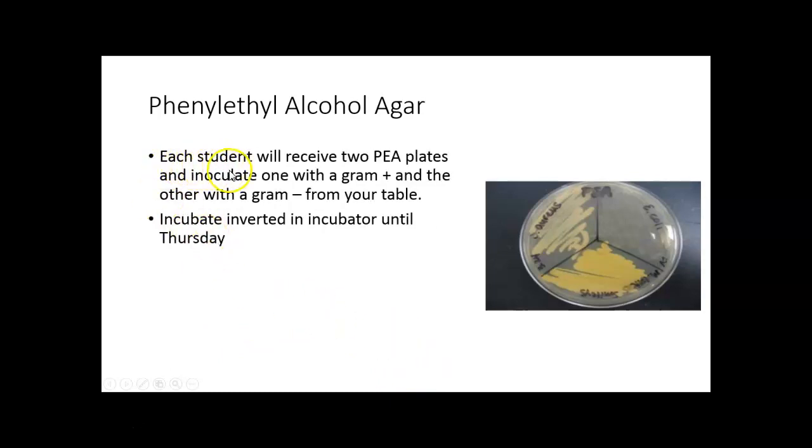And so in our lab, each of you is going to receive 2 PEA plates. So each human will get 2 PEA plates. You're going to inoculate one of the PEA plates with a gram-positive, and you're going to inoculate the other with a gram-negative. And then we'll incubate them until Thursday.